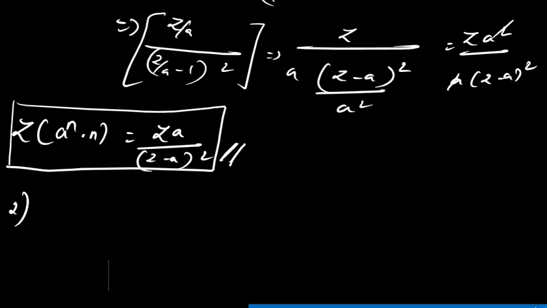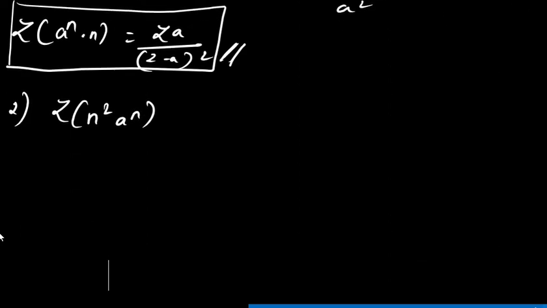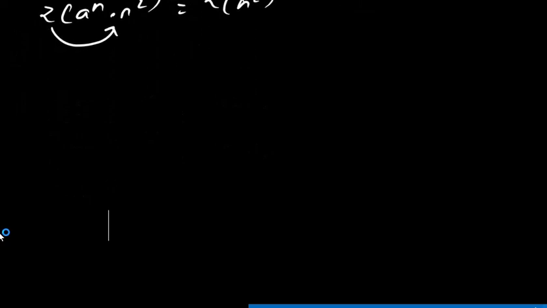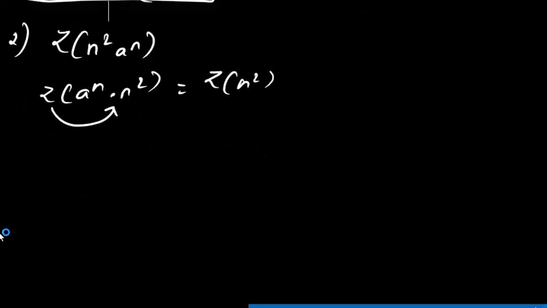Similarly, we can do it for z transform of n square into a power n. So first, what is our step? Rearrange it. Z transform of a power n into n square. So our function is n square. Take the transformation for n square. How do we get the result? The value of k is 2.